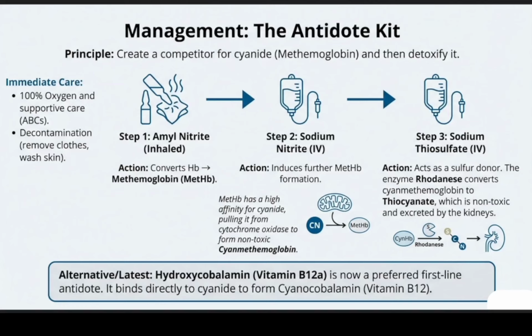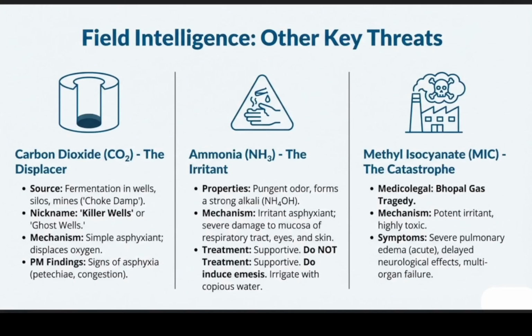So apart from that, carbon dioxide. We get it from fermentation, wells, silos, mines, and all that. It is choke damp, with the nickname killer's well or ghost well. The mechanism is that it's a simple asphyxiant, which displaces the oxygen. Just like carboxyhemoglobin, even carbon dioxide has much more affinity, so hemoglobin has much more affinity with carbon dioxide than oxygen. What is the postmortem finding? Signs of asphyxia are going to be there: petechiae, congestion.